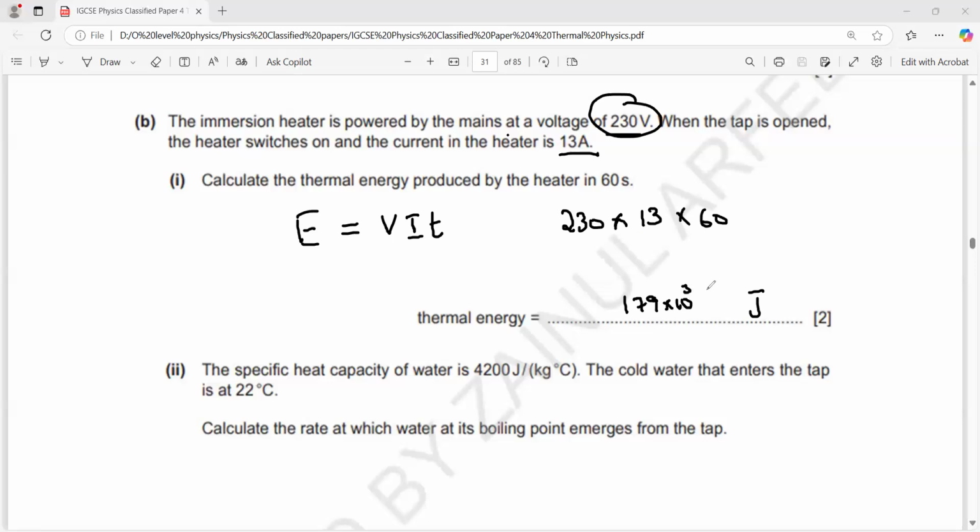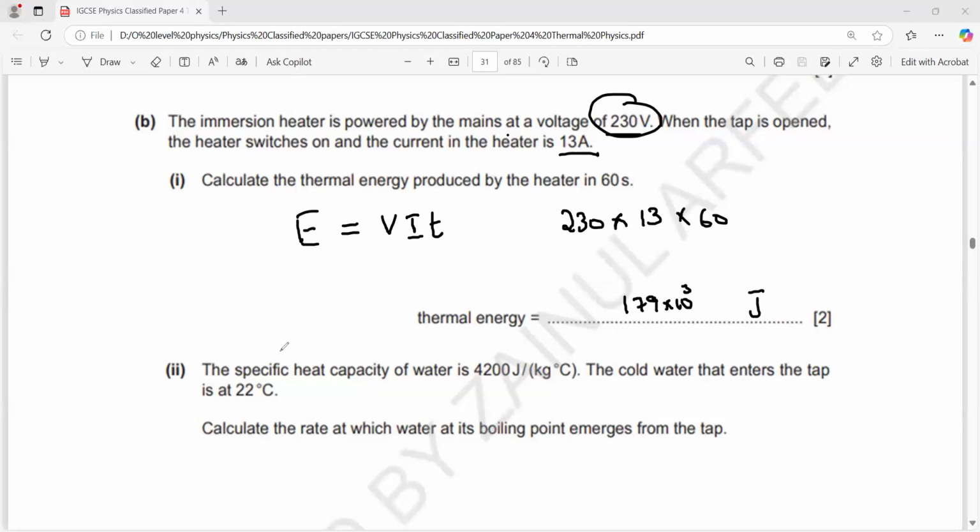Okay, 179.4. But we try to write in 3 significant figures, so 179.4 we round off to 179 and then the exponent 3 is there. So this is the energy which is supplied to the water. Write the answer to 3 significant figures, or minimum 2.